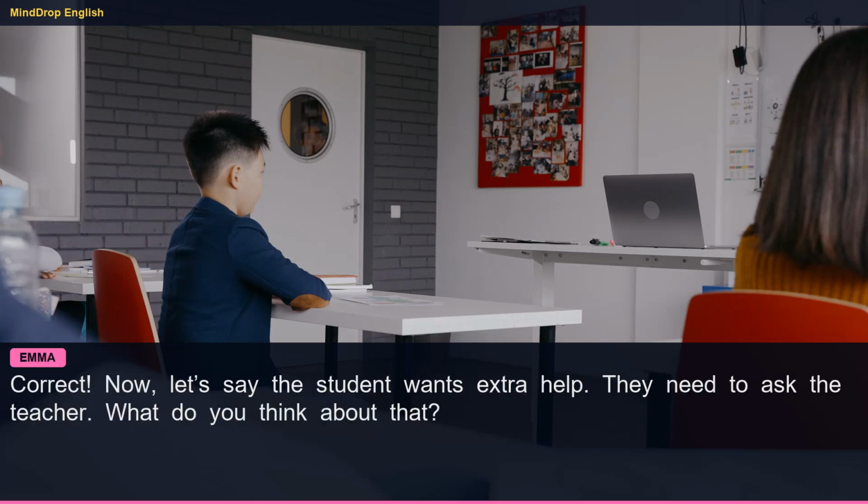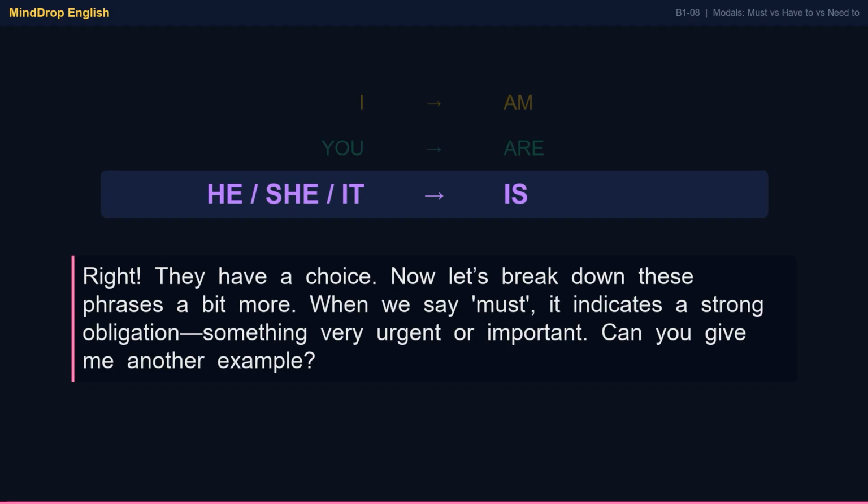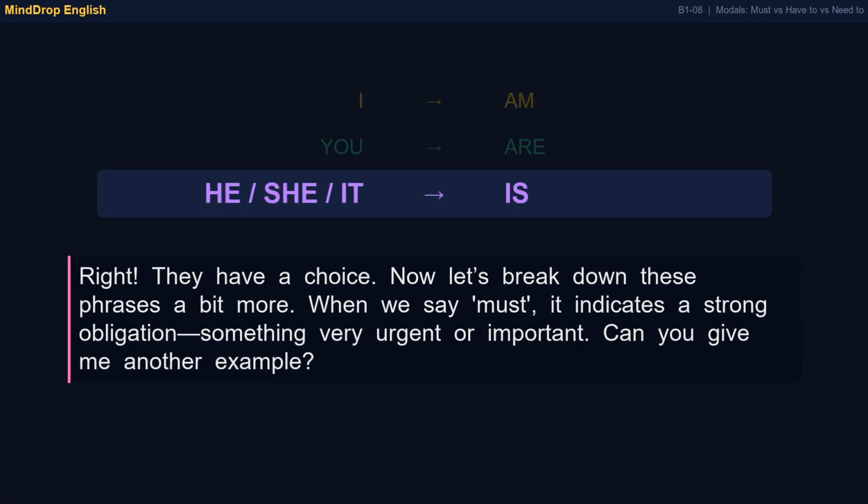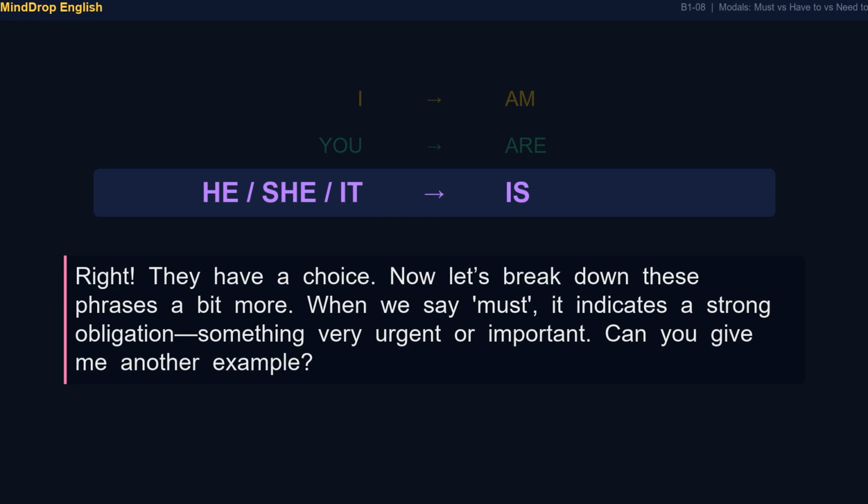Correct. Now, let's say the student wants extra help. They need to ask the teacher. What do you think about that? Well, they need to ask, but it's not compulsory. They have the option. Right. They have a choice. Now let's break down these phrases a bit more.